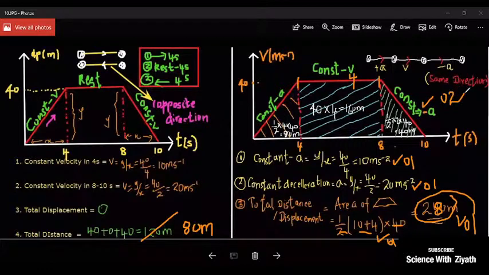This is how they will ask. They will give the marks. Here they will give marks 1, 1, 1, and 1. If they ask to draw this picture or this graph, they will give more.